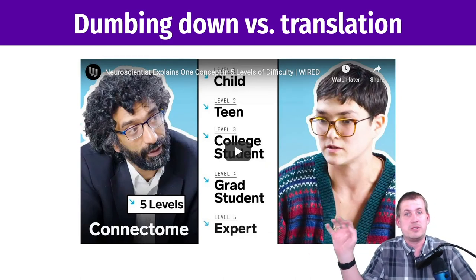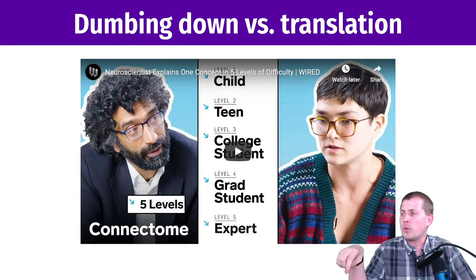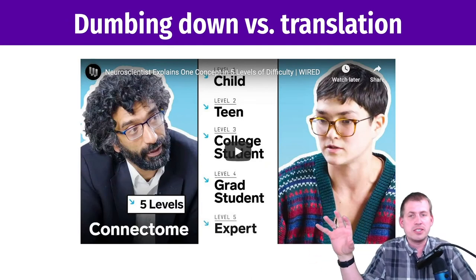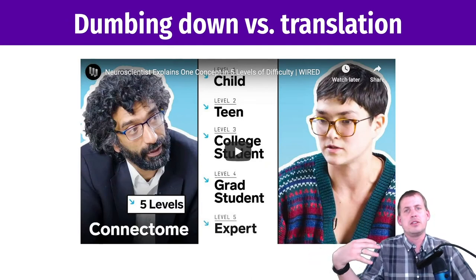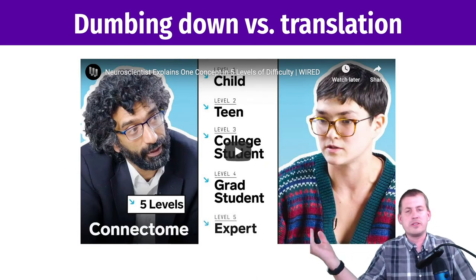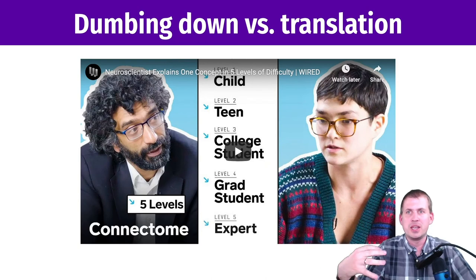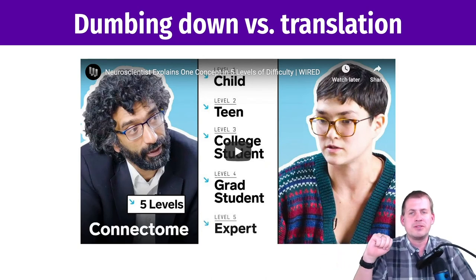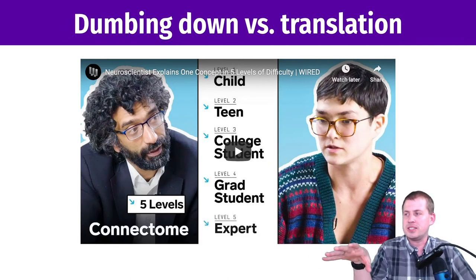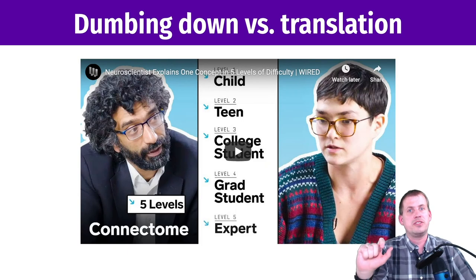You should watch it if you're following along in the slides, where a neuroscientist is trying to communicate the importance of one of his main research areas, this idea of the connectome, which is a structure in the brain that helps us remember things and map out memories and stuff. And Wired magazine challenges him to explain what the connectome is to five different people who are at five different levels of experience, so essentially five different audiences.